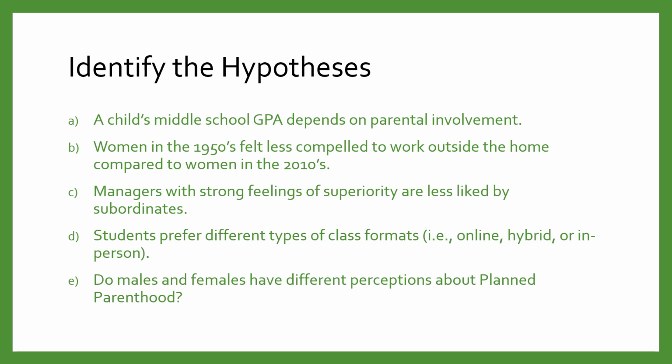So D, students prefer different types of class formats, online, hybrid, or in-person. And this is not specific, right? This is kind of more of a research question, like is there a difference in preference of class formats? But there's no specific prediction about which class formats students prefer the most, or even better, why they prefer those different classes. E, do males and females have different perceptions about Planned Parenthood? Here's a hint. If you see a question mark at the end, you're dealing with a research question, not a hypothesis. Again, this doesn't make a specific prediction about males or females having more positive or less positive perceptions about Planned Parenthood.